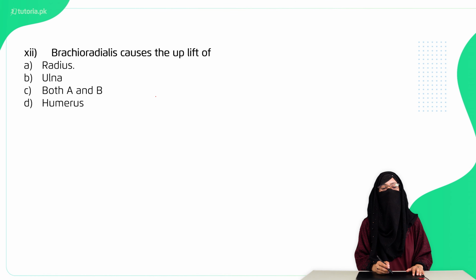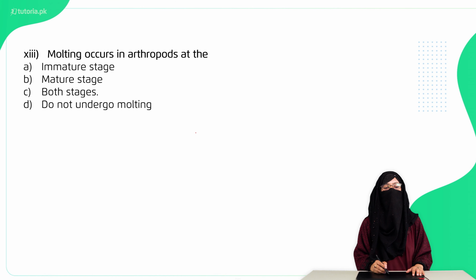Question 12 है, brachioradialis causes the uplift of option A radius, option B ulna, option C both A and B, option D humerus. The right option है option A radius. Question 13 है, the molting occur in arthropod at the option A immature state, option B mature state, option C both stage, option D do not undergo the molting. The right option is option C both stage.